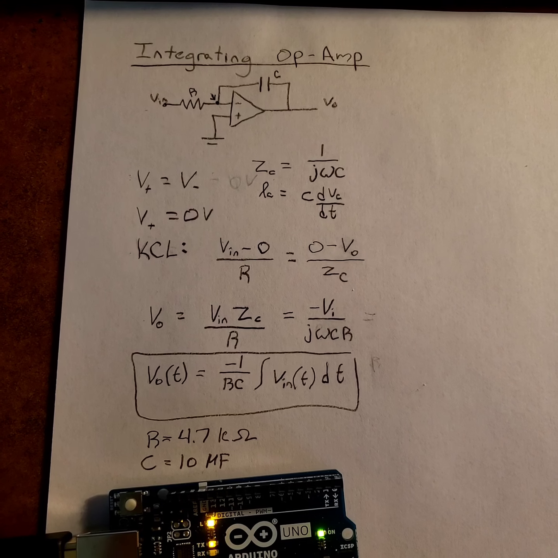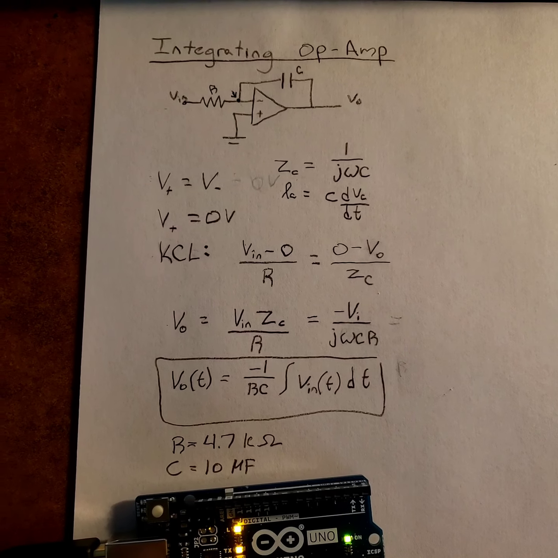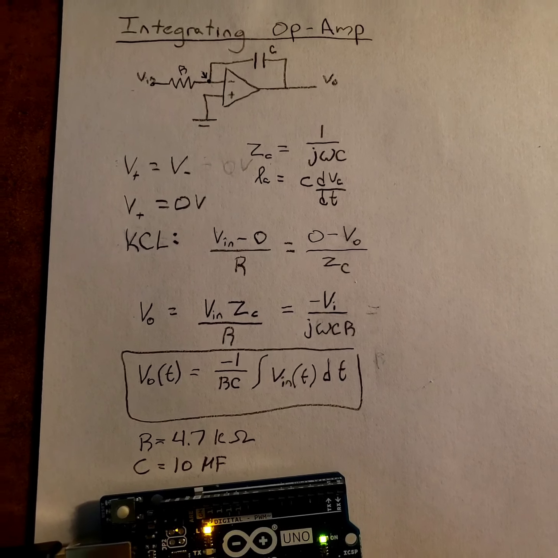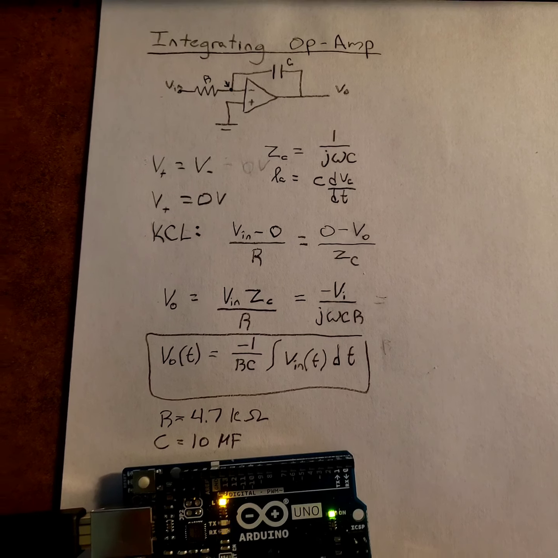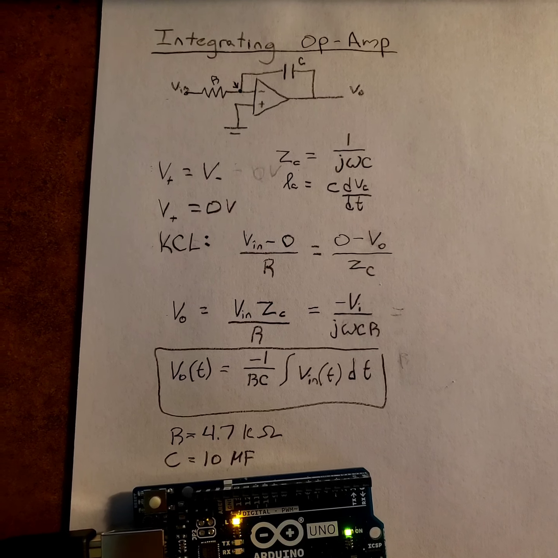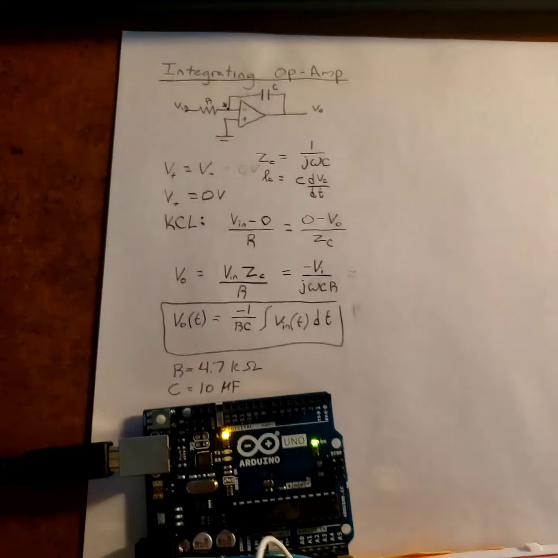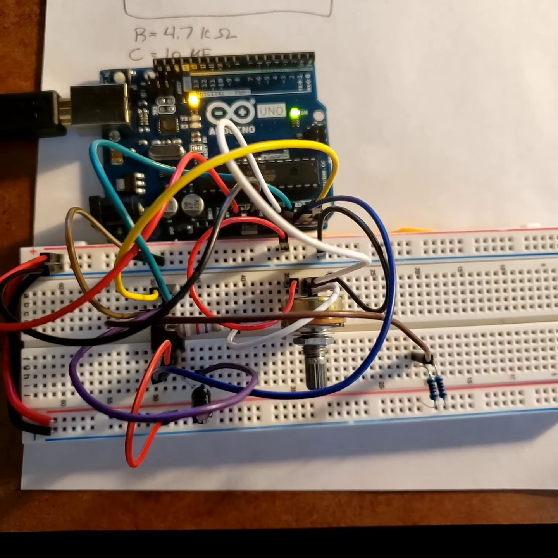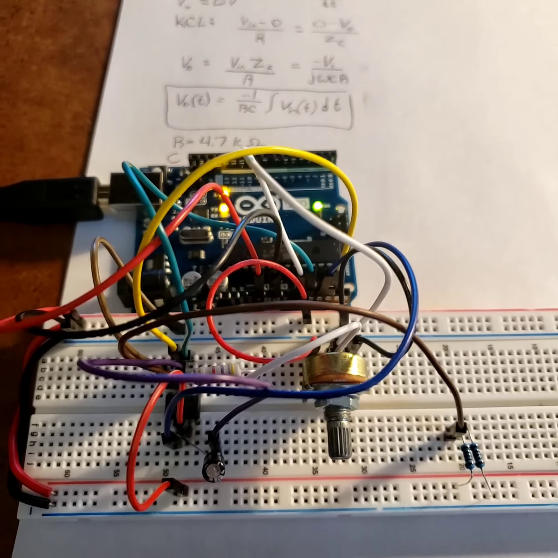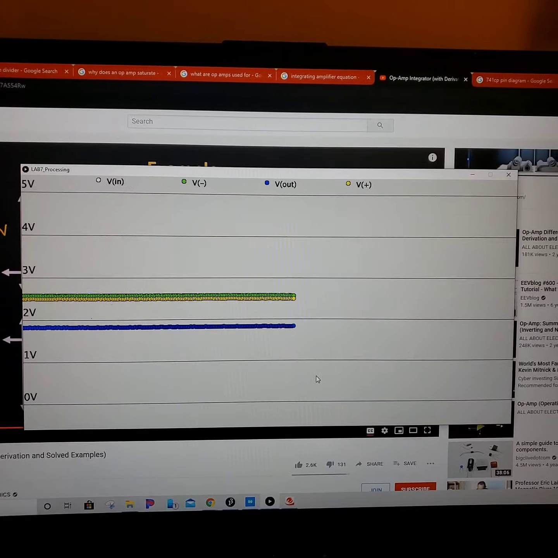For exercise 4, we're tasked with creating an integrating op amp. This is a diagram of the circuit and the math to get to the V out equation. So V out is equal to -1 over RC times the integral of V in dt. For this circuit, we chose our resistance to be 4.7 kiloohms and our capacitance to be 10 microfarad. This is the circuit. The only real difference between this and the last circuit is the change in capacitance and resistance. This is our voltage chart for the circuit.